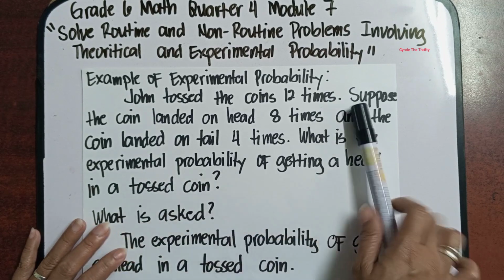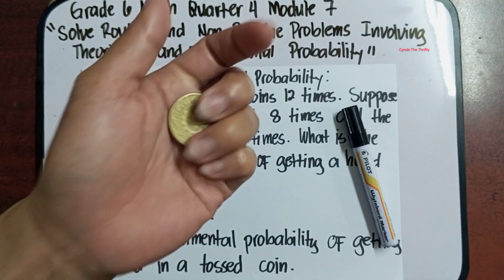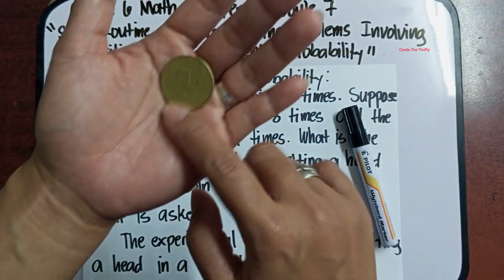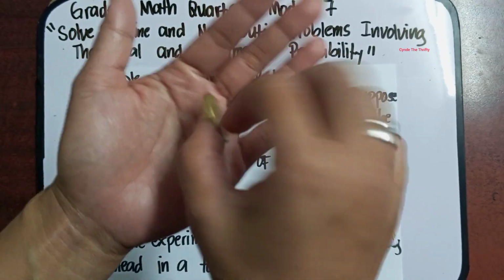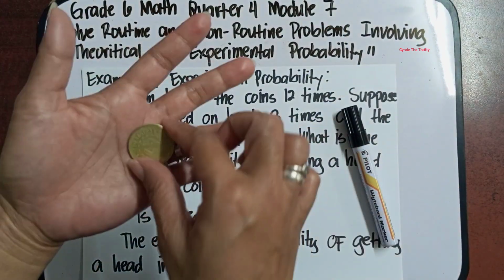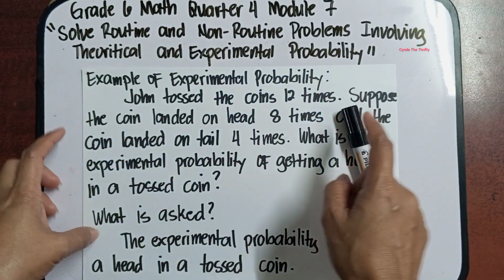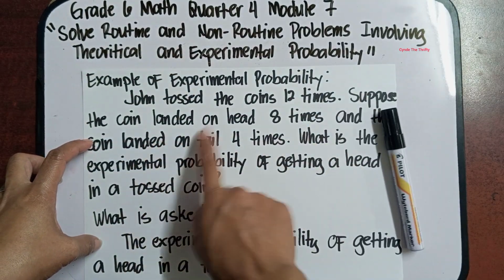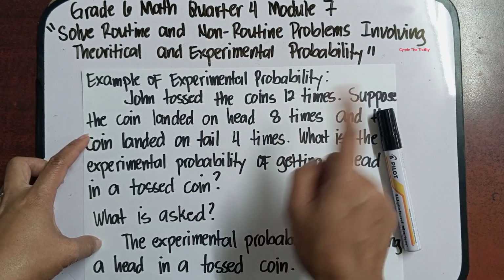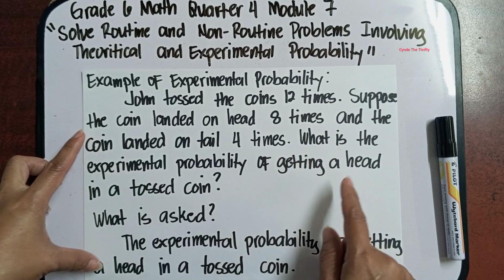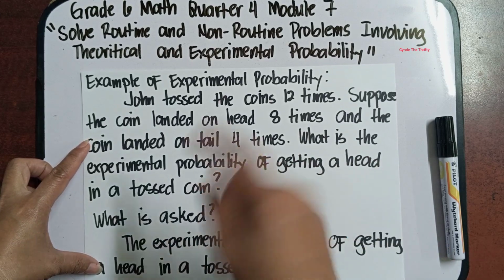So, kukuha muna ako ng coin. Ipagpalagay natin na ito yung ating coin. So, ito yung ating head. And then, ito yung ating, baliktad, ito yung ating tail. Pagkatapos si John daw is nag-toss siya ng coins 12 times. Tapos, nagland ang coins na head ang lumabas 8 times at ang tail naman is lumabas siya ng 4 times. So, ano yung experimental probability na nakakuha siya ng head sa pag-toss niya ng coins?